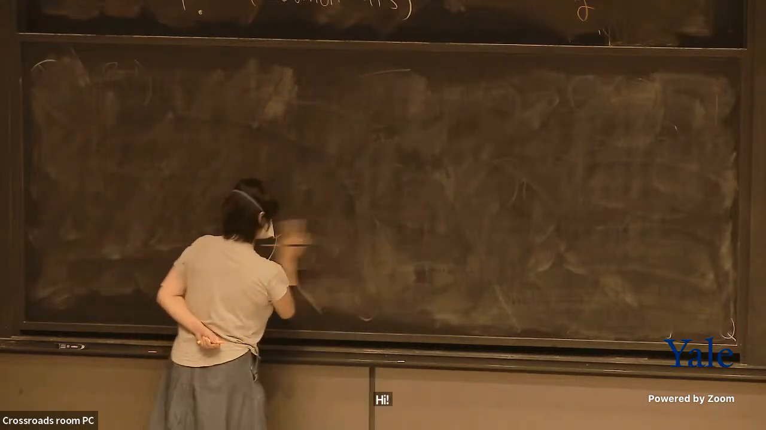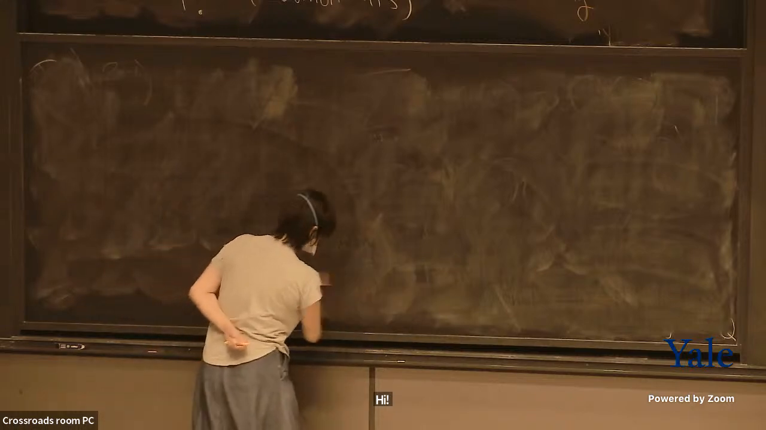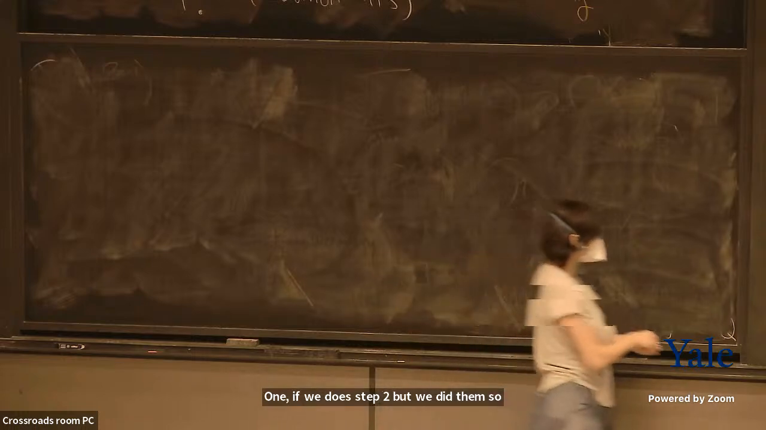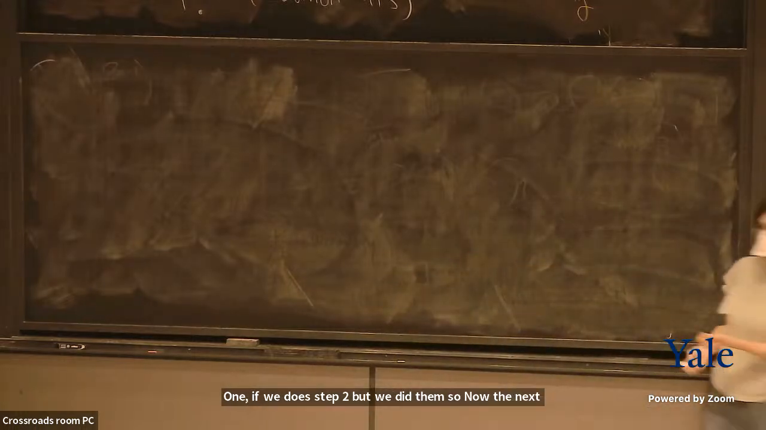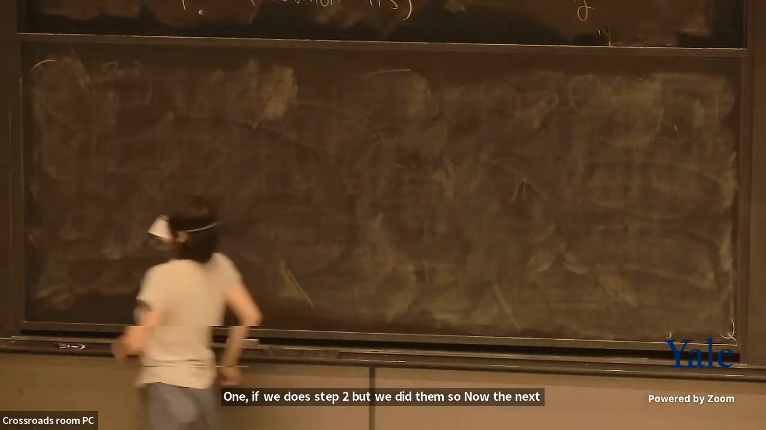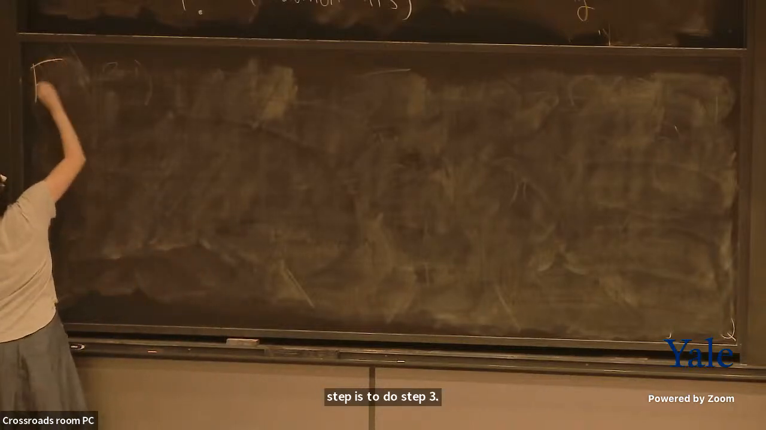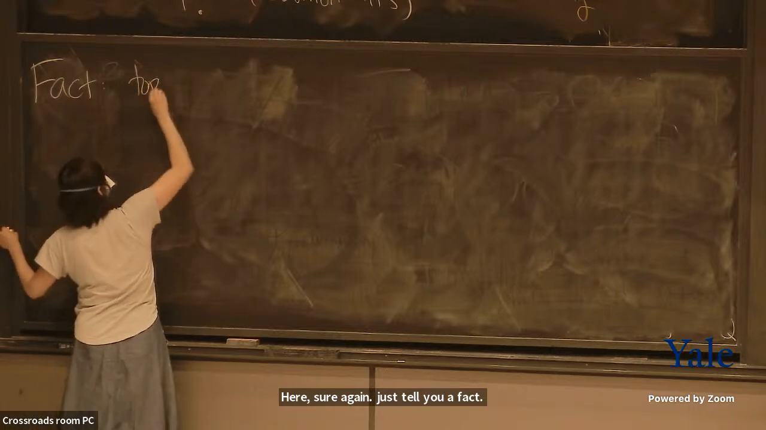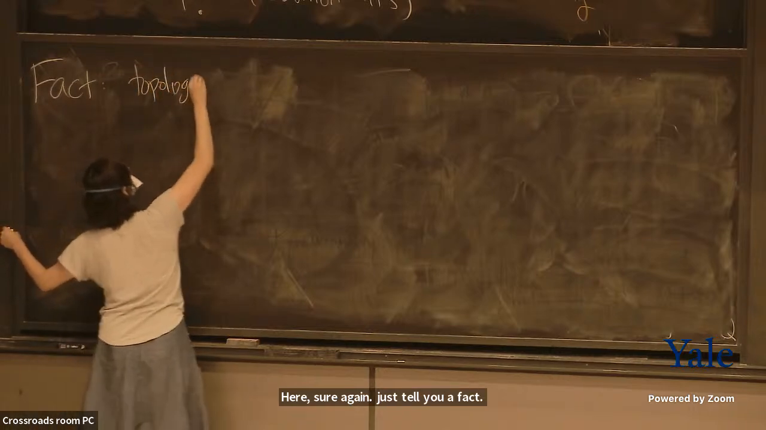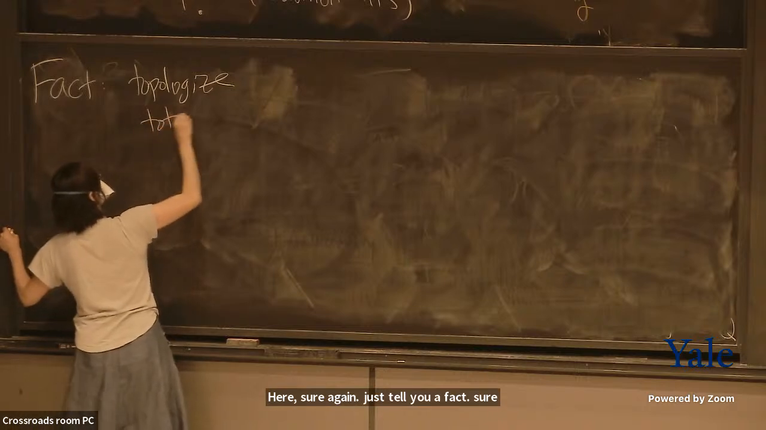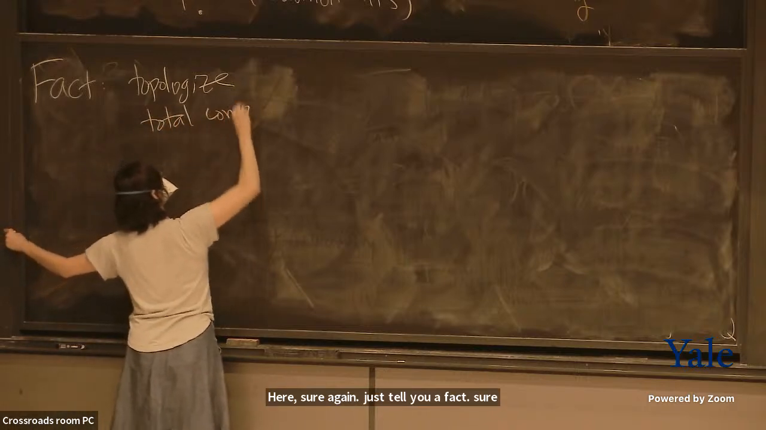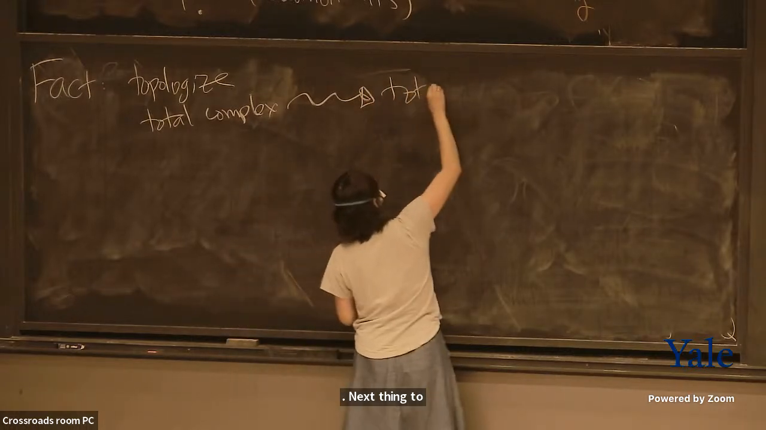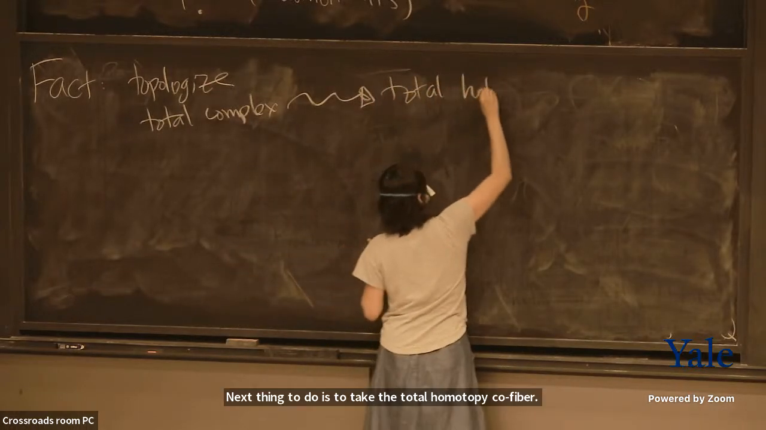Okay, so we've done step 1, we've done step 2, which is great, because I just erased them. But we did them. So now the next step is to do step 3. And here, I'm just going to tell you a fact: if you wanted to topologize a total complex, the correct thing to do is to take the total homotopy cofiber. And I'm going to explain what this is.